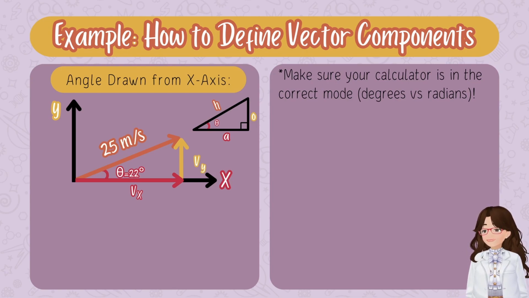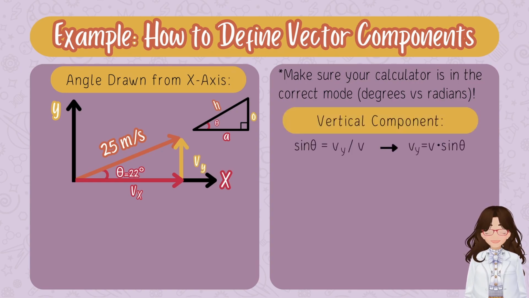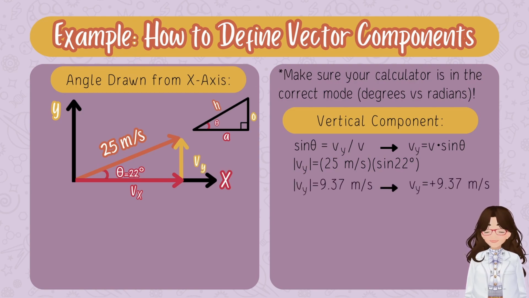So for our first example, we're trying to figure out our Vx and Vy. We have the magnitude is 25 meters per second and our theta is 22 degrees north of east. So for my vertical component, I'm going to go ahead and use my setup to get Vy is equal to V times sine theta. Plugging in those values, I'm going to get 25 meters per second times sine of 22 degrees. And that's going to give me a magnitude of 9.37 meters per second.